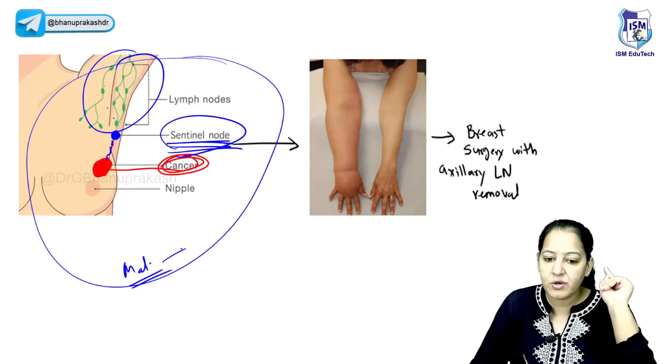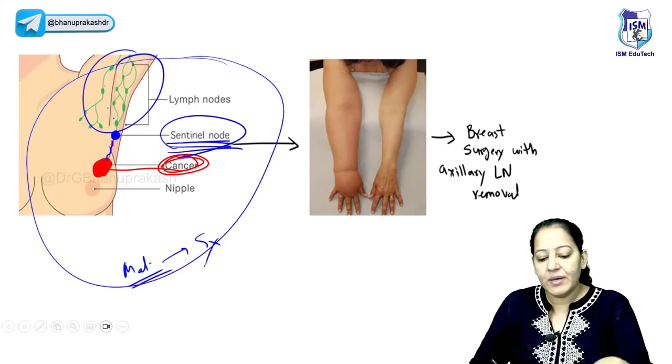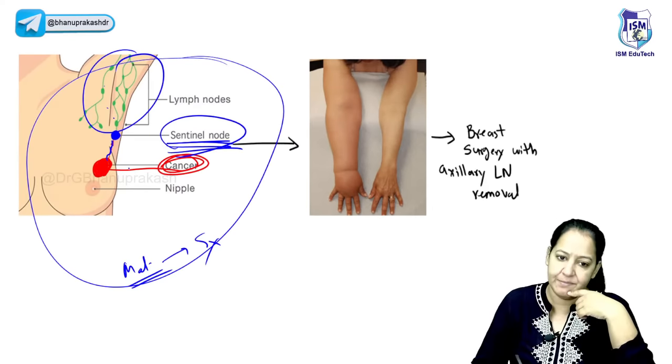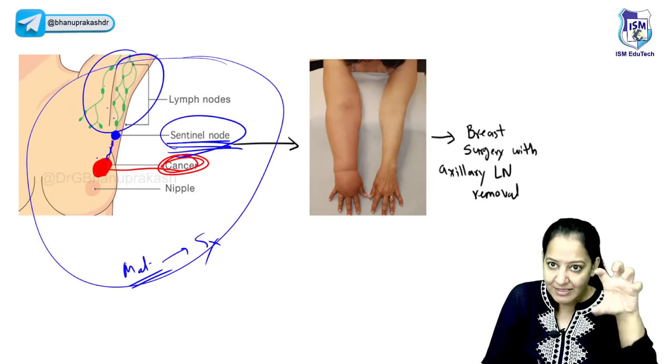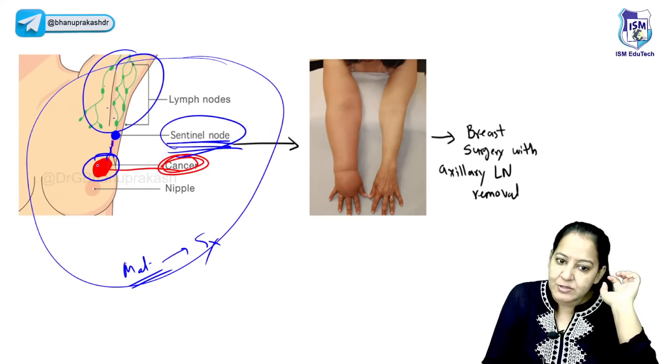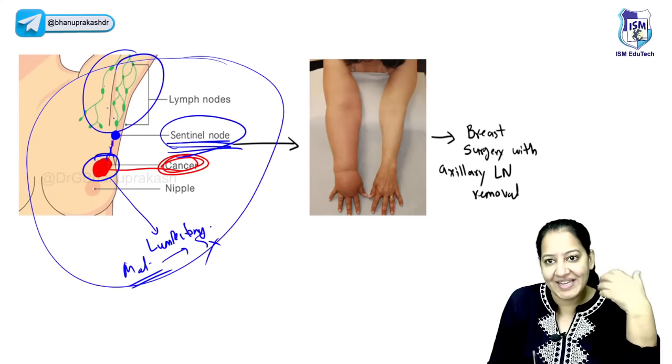You are a surgeon, so of course you are going to operate. It's malignant, come on, operate it. So in the surgery, what are you going to take out? You will say, ma'am, I will take out the tumor. Now, there are two types of surgeries in breast cancer. If the tumor is small, you will take out only the tumor. It is known as lumpectomy. You are taking the lump out.